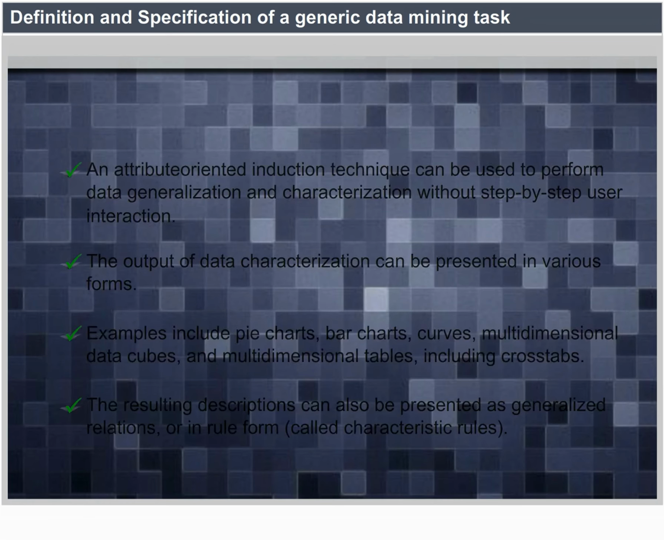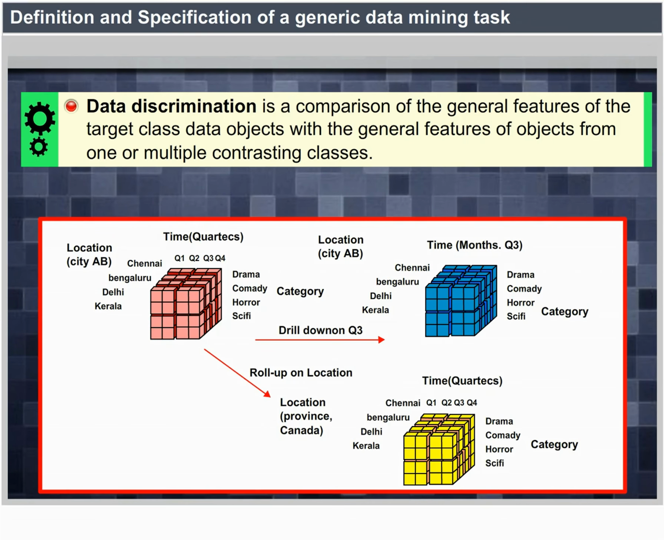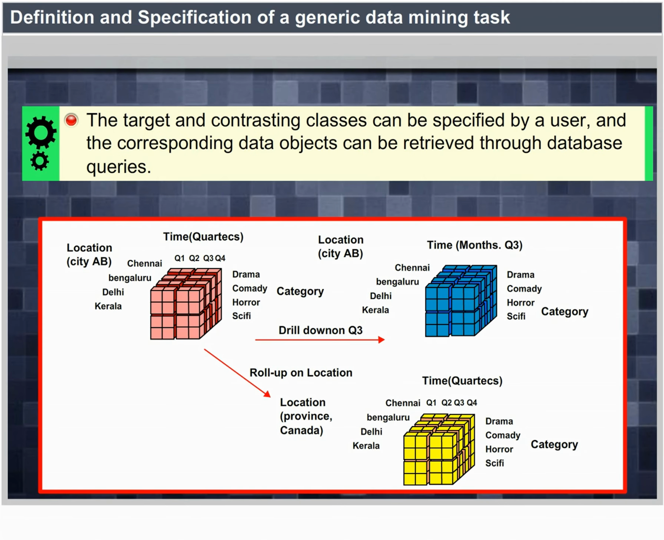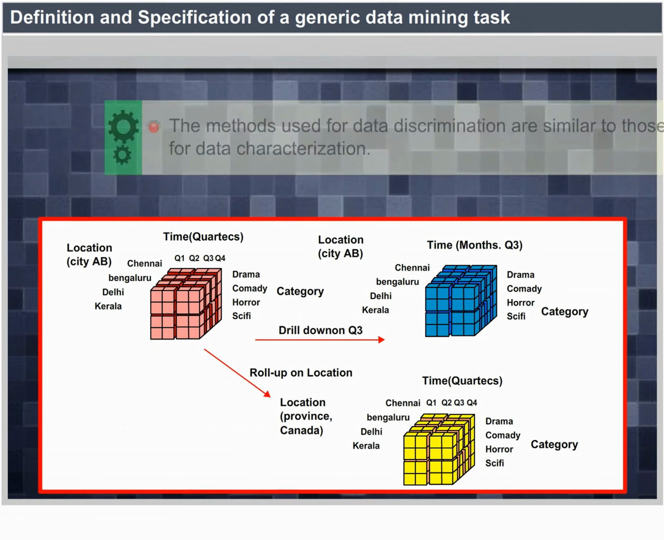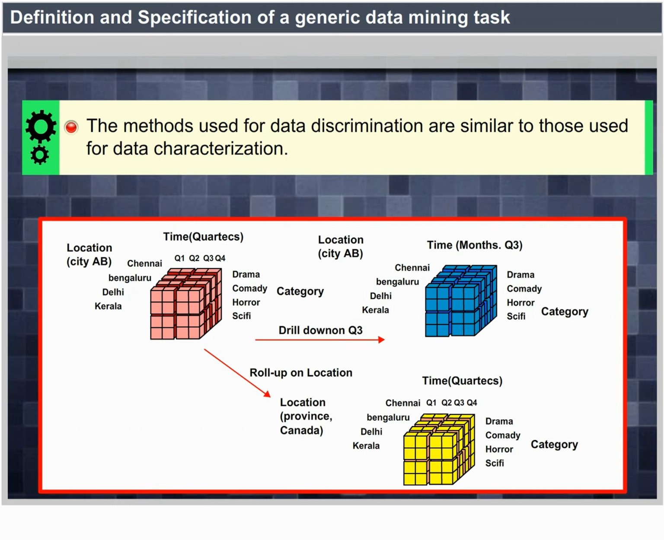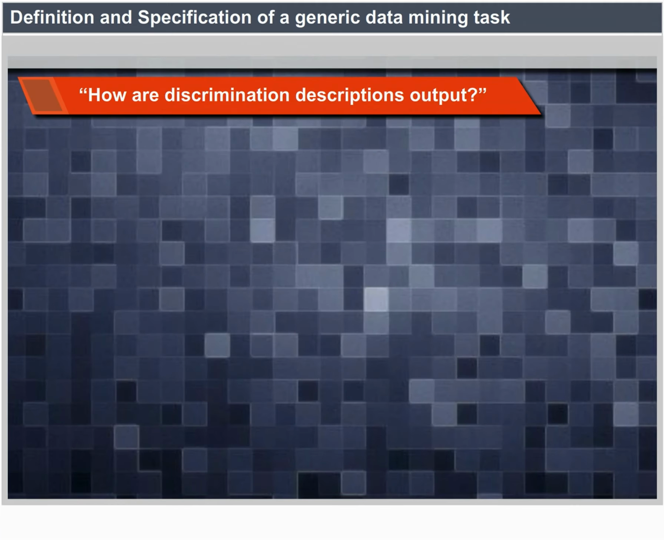Data discrimination is a comparison of the general features of the target class data objects against the general features of objects from one or multiple contrasting classes. The target and contrasting classes can be specified by a user, and the corresponding data objects can be retrieved through database queries. The methods used for data discrimination are similar to those used for data characterization. How are discrimination descriptions output?